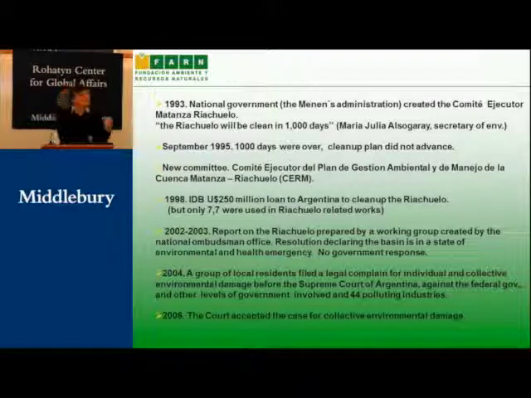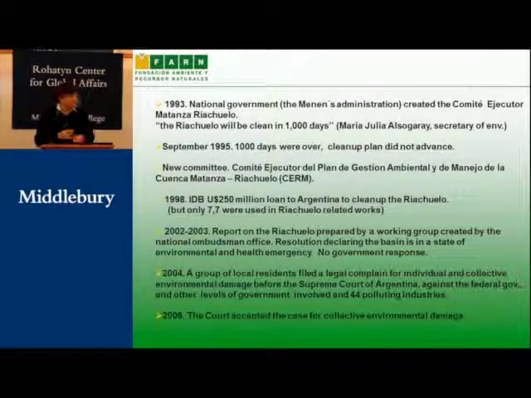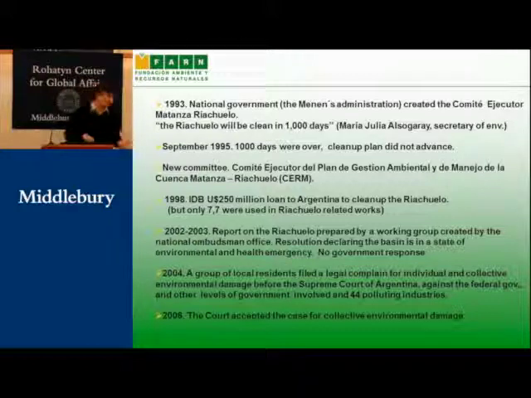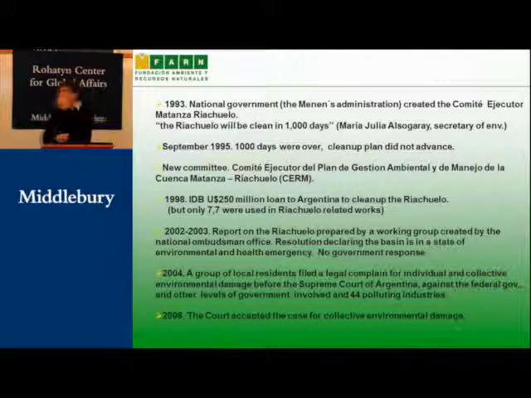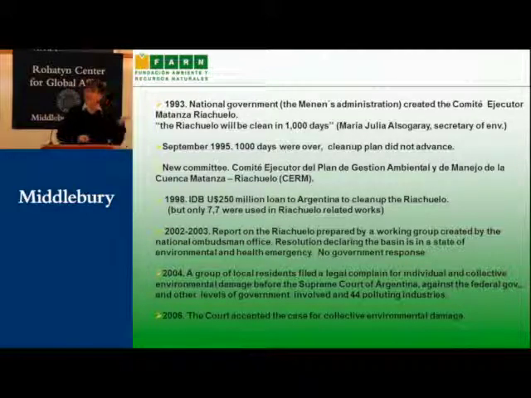It's interesting to read the responses from the different government agencies, recognizing the need to do something, but there was no real government response. So in 2004, a group of local residents filed a legal complaint for individual and collective environmental damage before the Supreme Court of Argentina against the federal government, the city of Buenos Aires, the government of the province of Buenos Aires, the 14 municipalities, and 44 main industries, polluting industries.